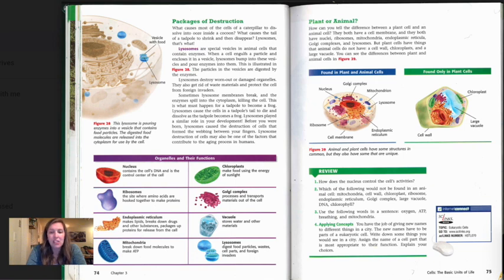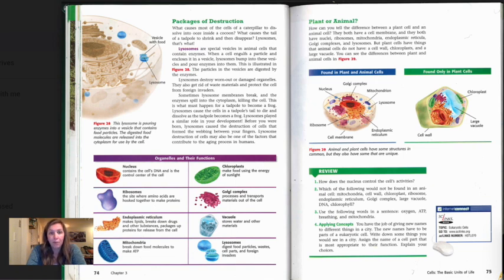1. How does the nucleus control the cell's activities? 2. Which of the following would not be found in an animal cell? Mitochondria, cell wall, chloroplast, ribosome, endoplasmic reticulum, Golgi complex, large vacuole, DNA, chlorophyll. 3. Use the following words in a sentence: oxygen, ATP, breathing, and mitochondria.